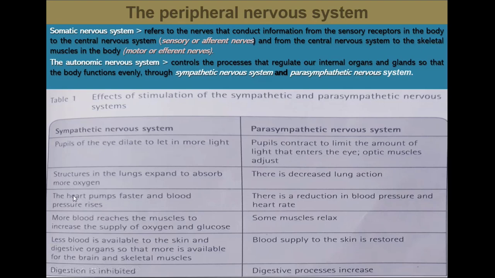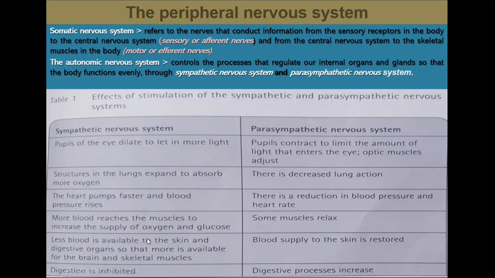Under sympathetic, the heart pumps faster and the blood pressure rises. Whereas on the other hand, under parasympathetic, there is a reduction in blood pressure and heart rate. Under sympathetic, more blood reaches the muscles to increase the supply of oxygen and glucose to balance your body. Some muscles relax under parasympathetic.